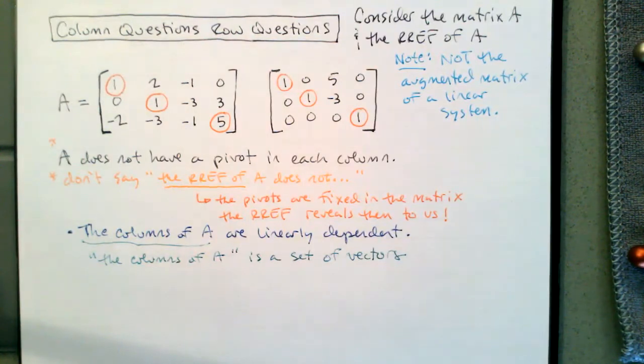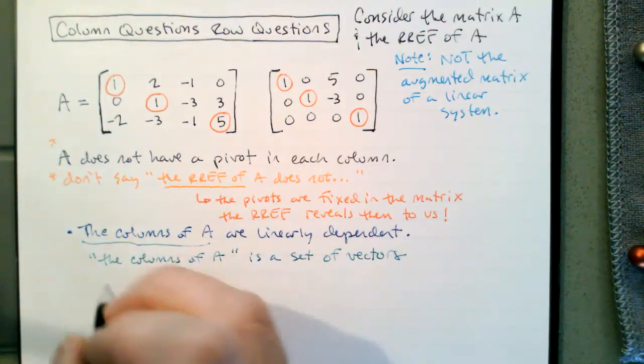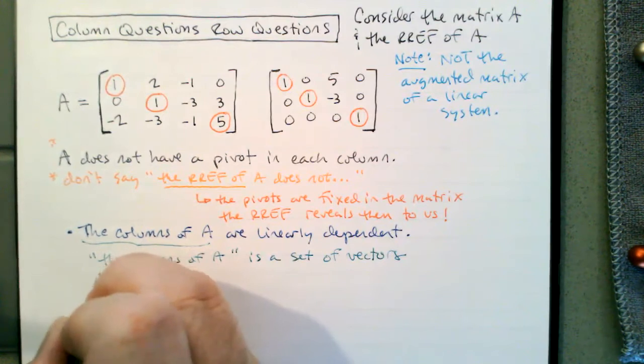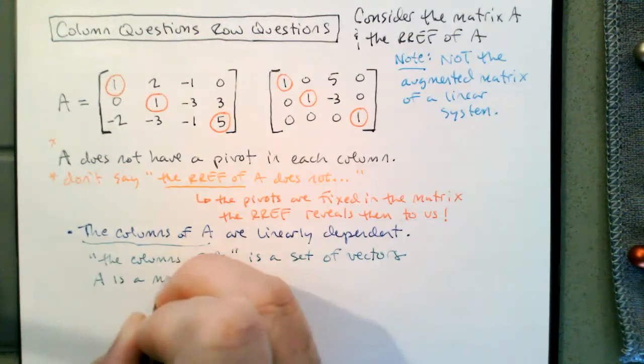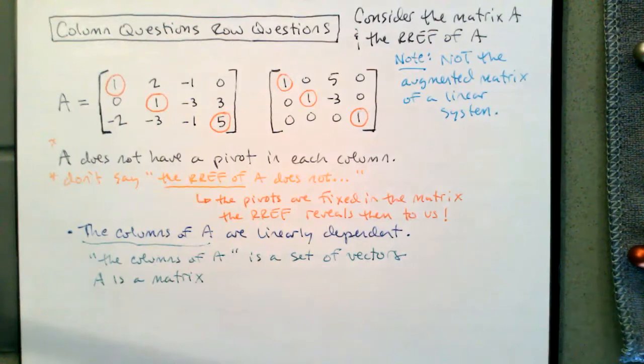The columns of A form a set of vectors. A is a matrix and thus is not dependent or independent. Dependence and independence is something that we apply to sets of vectors, not just a single matrix.